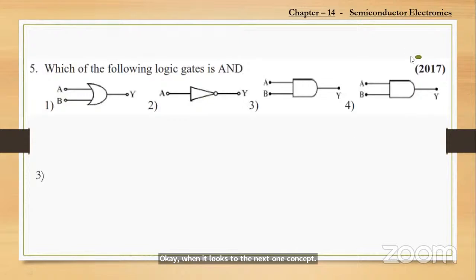Okay, students, looking at the next concept, here you can observe this dot should be here, because these two become the same type of problem. So that's why the dot is missing here. I am writing it here. Which one of the following is an AND gate? That will be a very simple question.